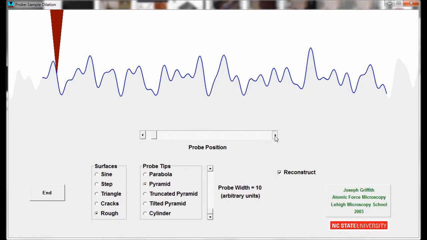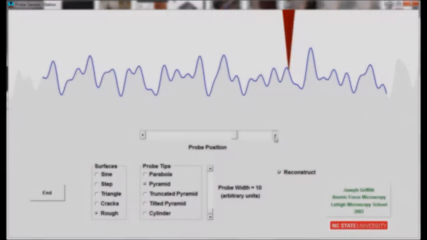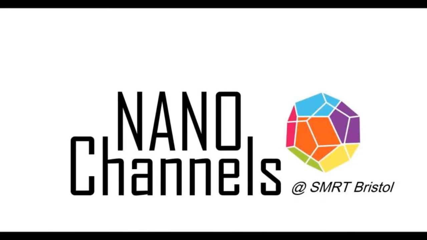However, this issue can be solved by using a cantilever with a different shaped tip. And that is basically how an atomic force microscope works.